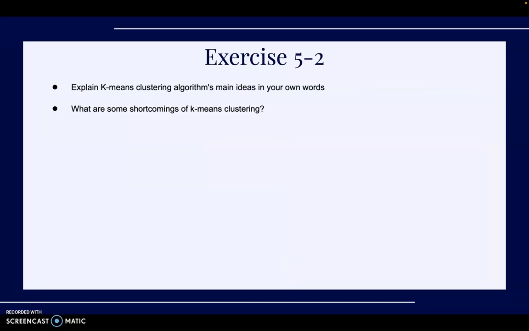For the second part of exercise 5, we're told to explain k-means clustering algorithm's main ideas, and then discuss some of the shortcomings of k-means clustering.